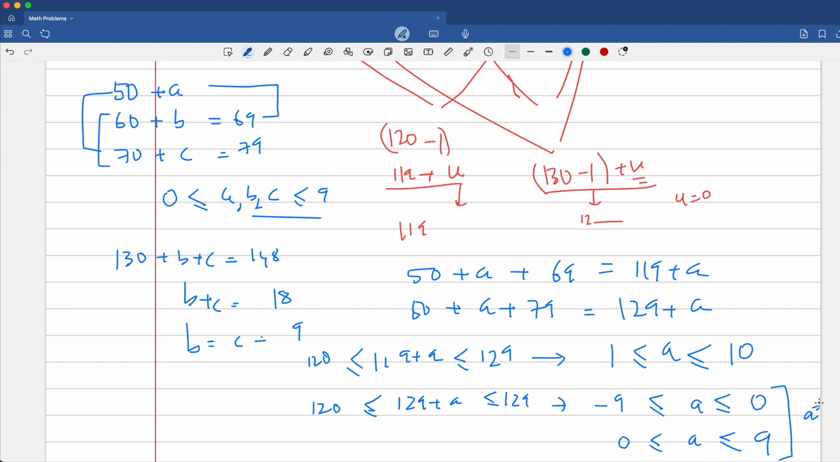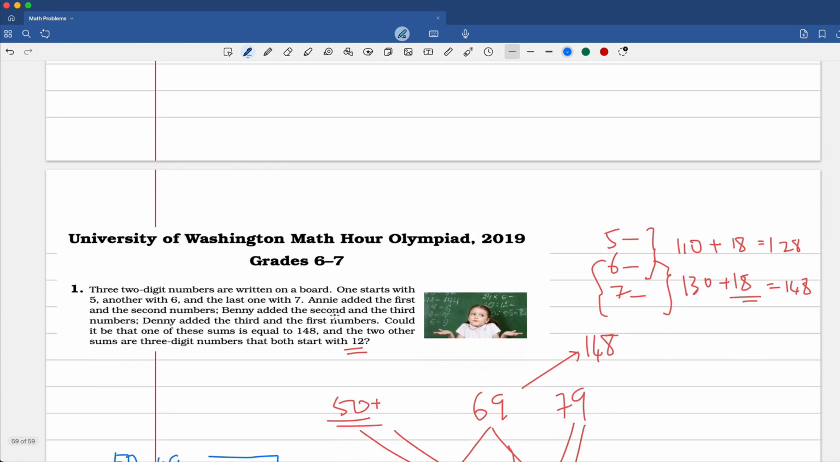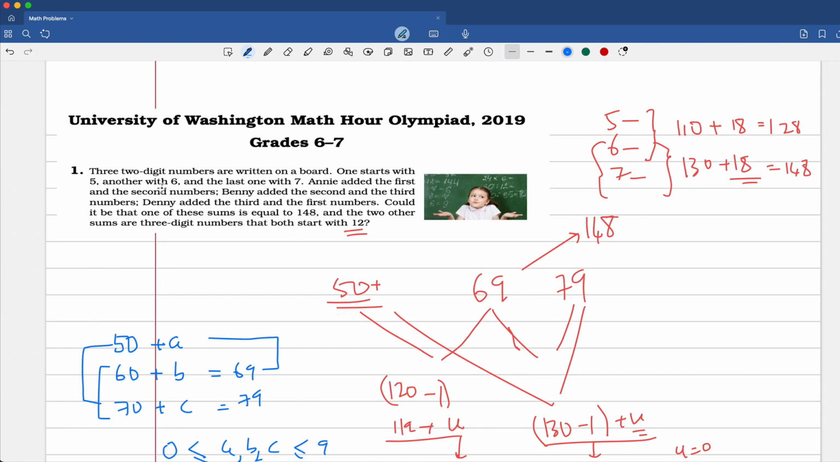But you need all three of them to work out, and that's impossible. There's not a solution for this set of inequalities. And therefore, since there is no solution to this, you would never ever be able to come up with three numbers which start with 5, 6, and 7, such that the sum of two numbers is 148 and the sum of the other two is somewhere between 120 and 129.